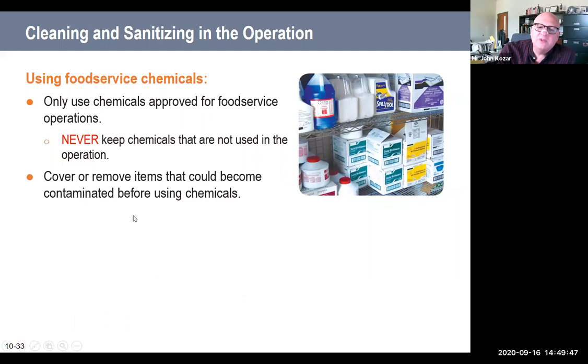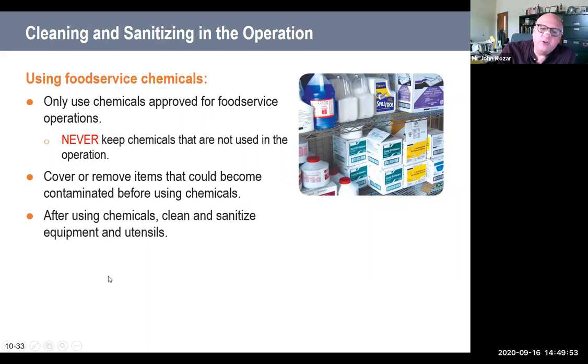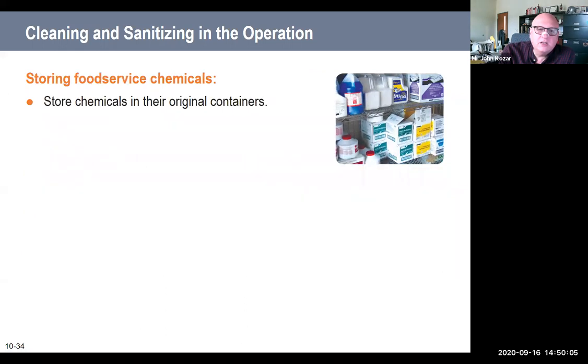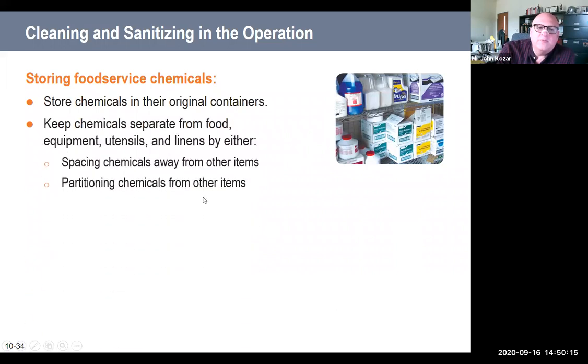Cover or remove items that could become contaminated before using chemicals. After using chemicals, clean and sanitize equipment and utensils that may have been exposed to it. Follow your local laws and manufacturer's directions. We also want to make sure that we store chemicals in their original containers. Those containers will have the directions for use.